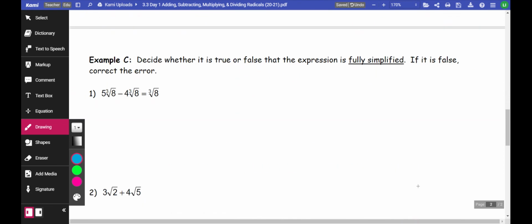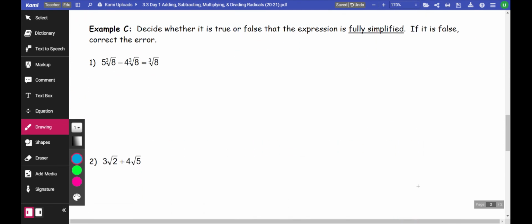All right, good. Example C, we want to decide whether it is true or false that the expression is fully simplified. If it's false, correct the error. So here in this problem, I have 5 cube root of 8 minus 4 cube root of 8 equals the cube root of 8. So if I check it out, same root, cube root, same radicand. 5 minus 4 is 1. So yes, this is fully simplified.